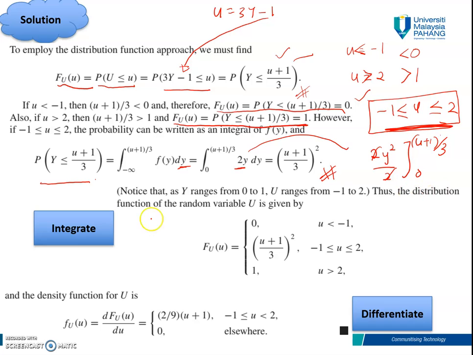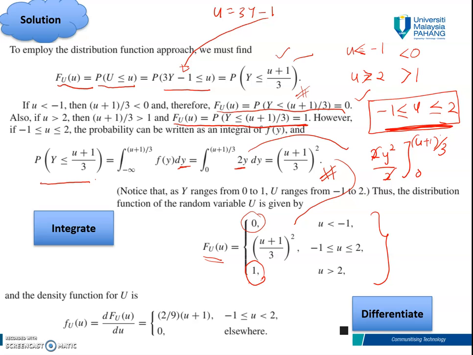Thus the distribution function of random variable u is given like this. You can see that this is your Fu. The first one, when u is less than -1, gives you 0. When u is greater than 2, it gives you 1. But between -1 and 2, you get from here ((u plus 1) over 3) squared. So this is the distribution function of the random variable u. U is 3y minus 1.